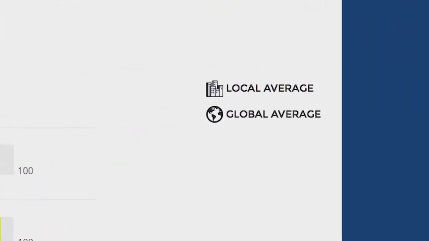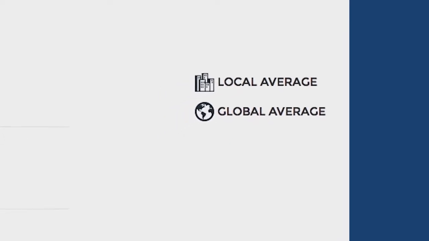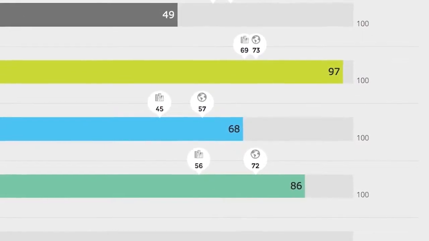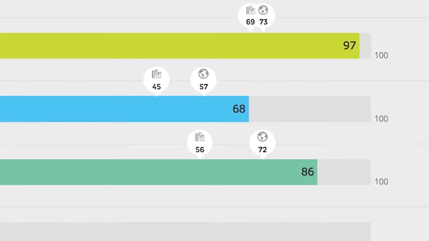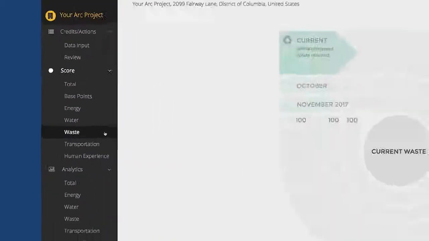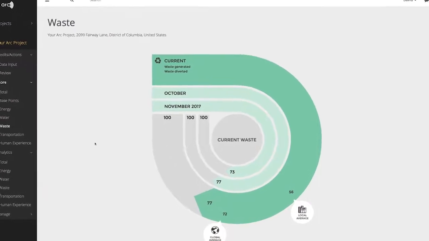Global averages represent all buildings in ARC around the world. Local averages represent projects within your state or province. For countries outside of the US without states or provinces, local average represents the total country. These average scores may change over time as an increasing number of projects become active in ARC. On the navigation bar, category scores are further benchmarked. Each category score shows a racetrack view with 3 concentric unweighted scores. The outermost racetrack is the most current month score. The middle racetrack is last month's score, and the innermost racetrack is the score from 1 year prior.